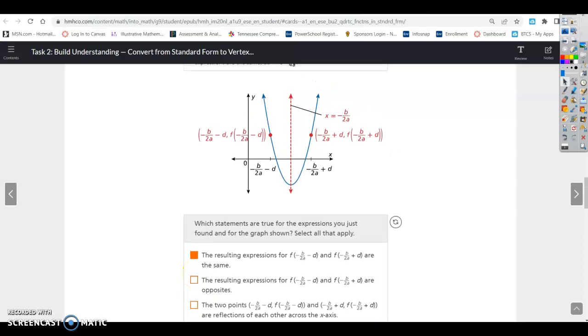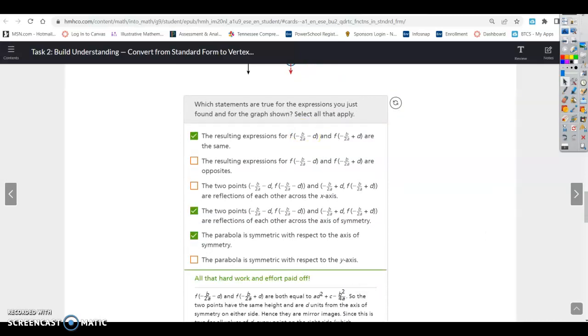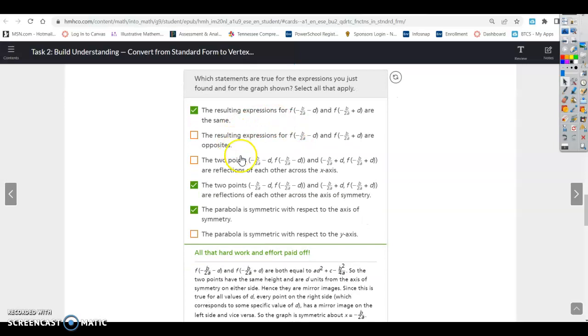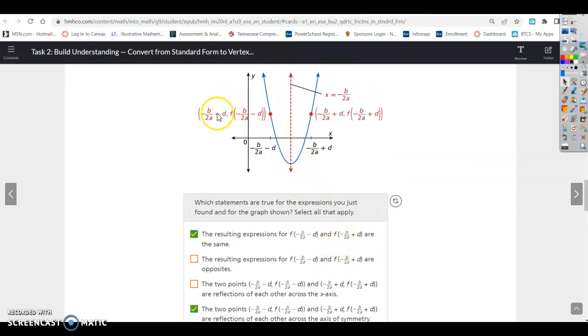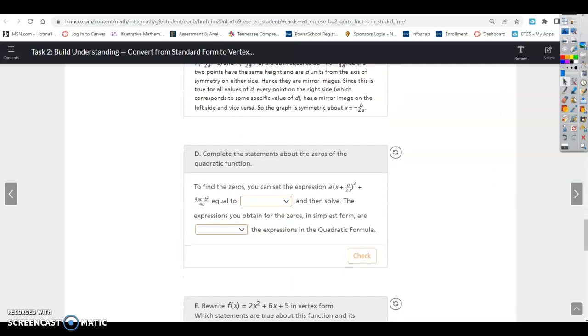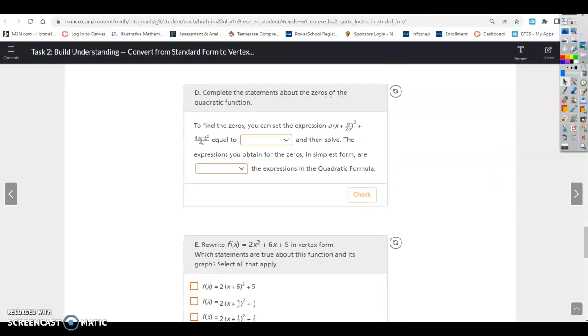So symmetric means they are basically reflections of each other. So this one reflects to here. So that would be the correct answers there. And then the last one says symmetric to the y-axis, and that is not true unless your vertex is on the y-axis. So that would just be a special case.